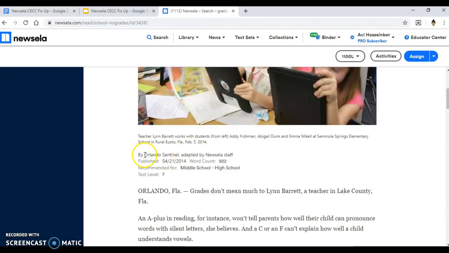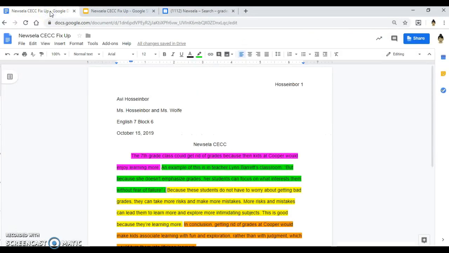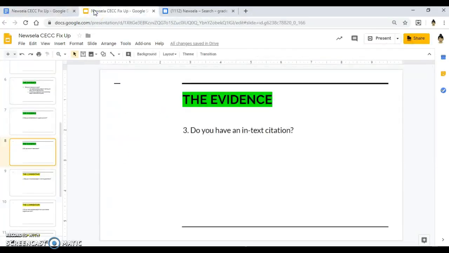Okay, it says by Orlando Sentinel. That's actually the name of a newspaper, but here it's okay to just write out that newspaper name. So I'll write Orlando Sentinel, and then you're supposed to put the page number, but Newsela articles don't have a page number, so you can just put 1, okay, and then a period. All right, so go ahead and pause here. Now look at your evidence and whether you have an in-text citation in it.